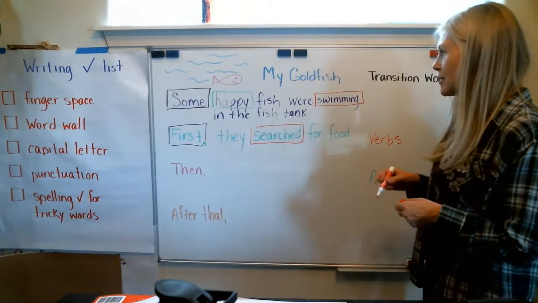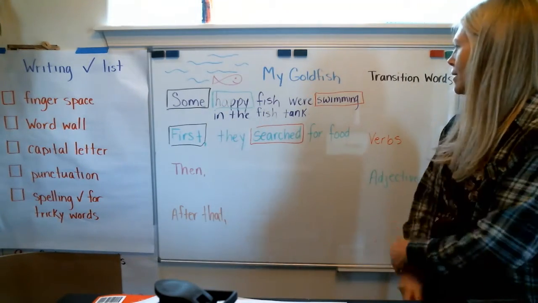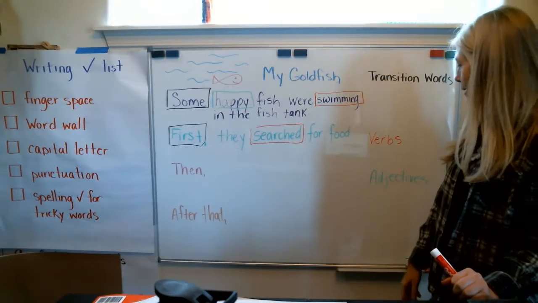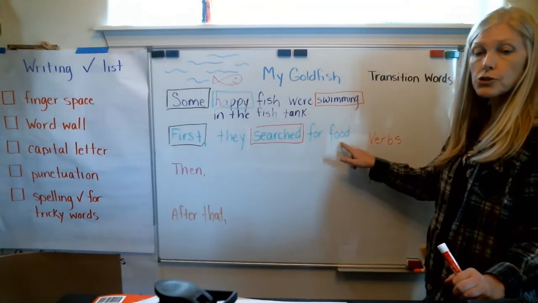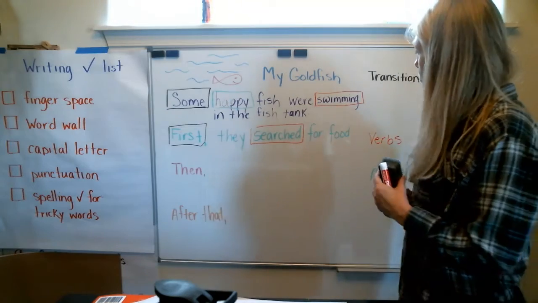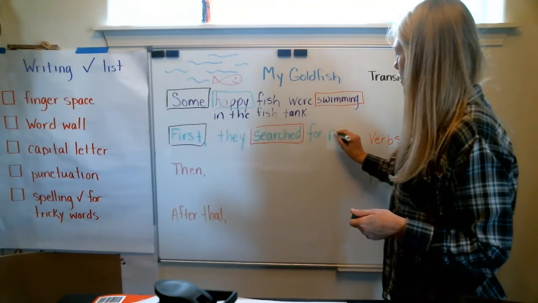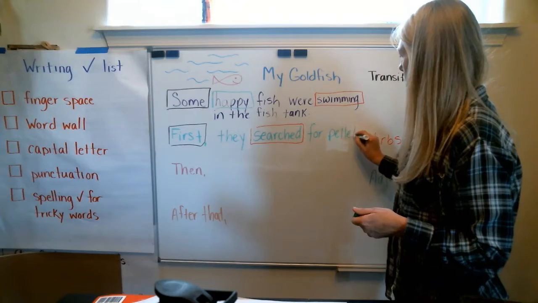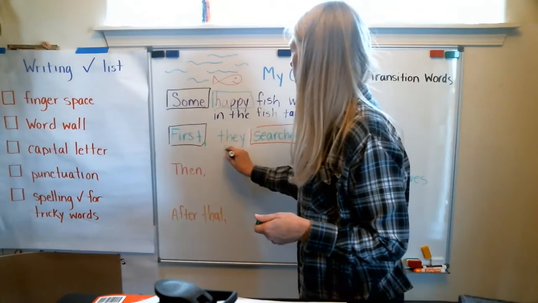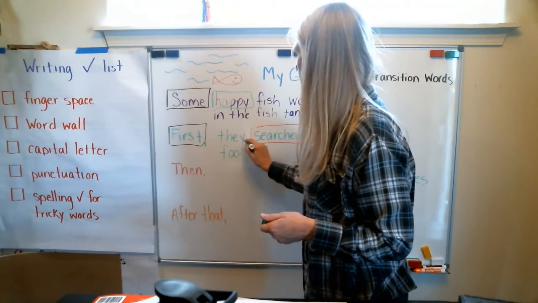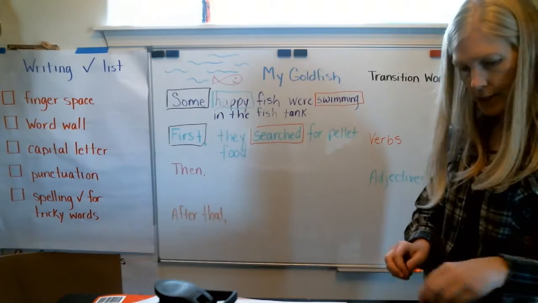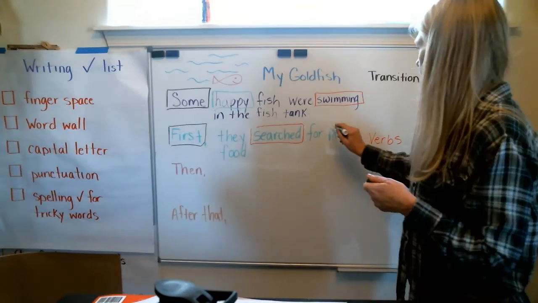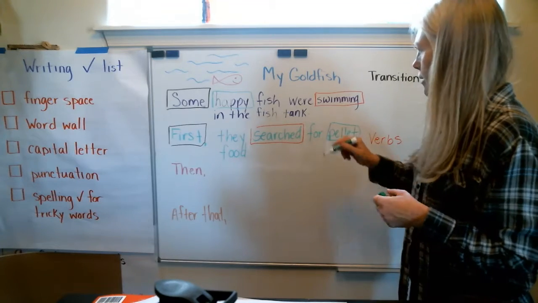And adjective, I did not put an adjective in here. And I want to include an adjective. So I'm going to describe what kind of food. Pellet food. Is that how you spell pellet? Pellet food. All right, so I have an adjective now. And adjective's in green, so I'm going to put that in green.